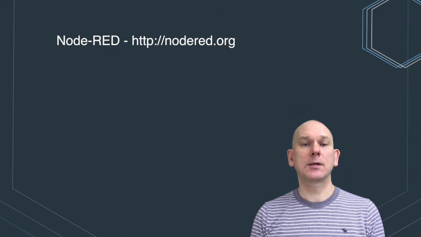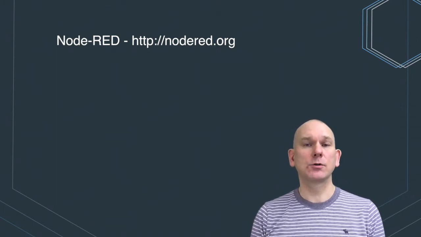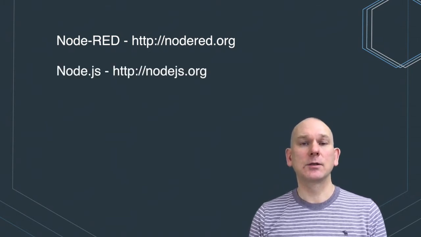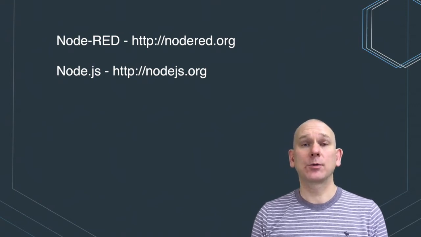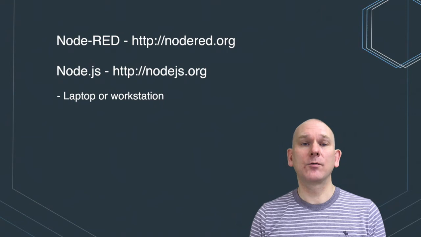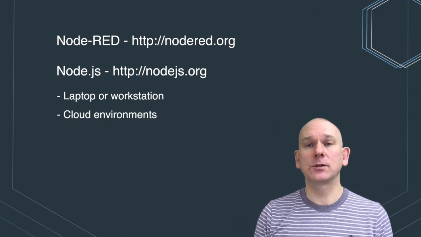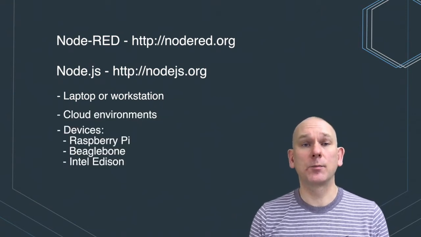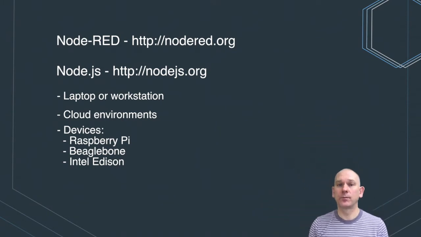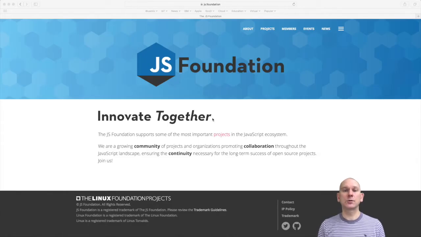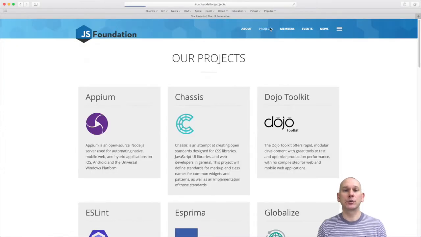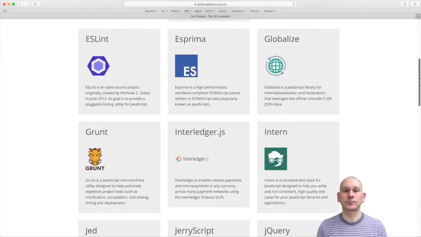NodeRED is a web-based application development tool that runs on Node.js, so can be installed wherever Node.js will run, such as on your laptop or workstation, in cloud environments, and even on small devices such as the Raspberry Pi, BeagleBone, or Intel Edison. NodeRED is open source and is a project in the recently formed JS Foundation, which brings together a number of popular JavaScript projects under the common governance of a Linux Foundation project.